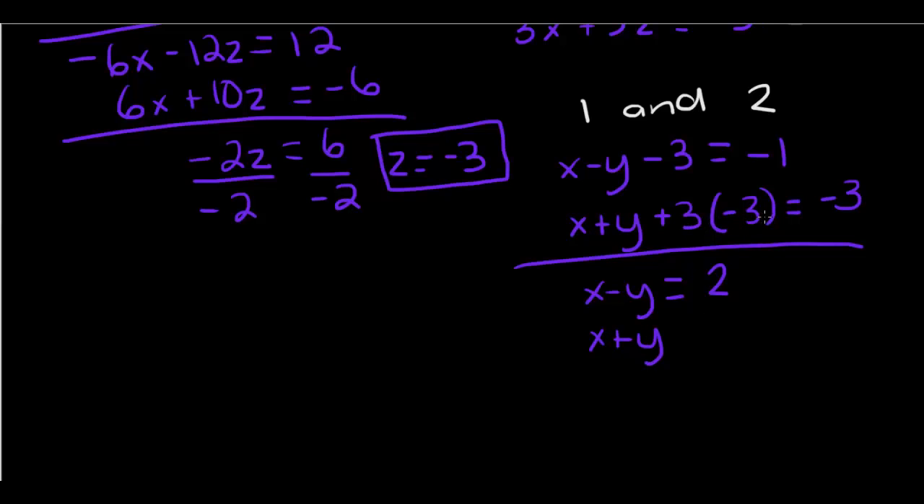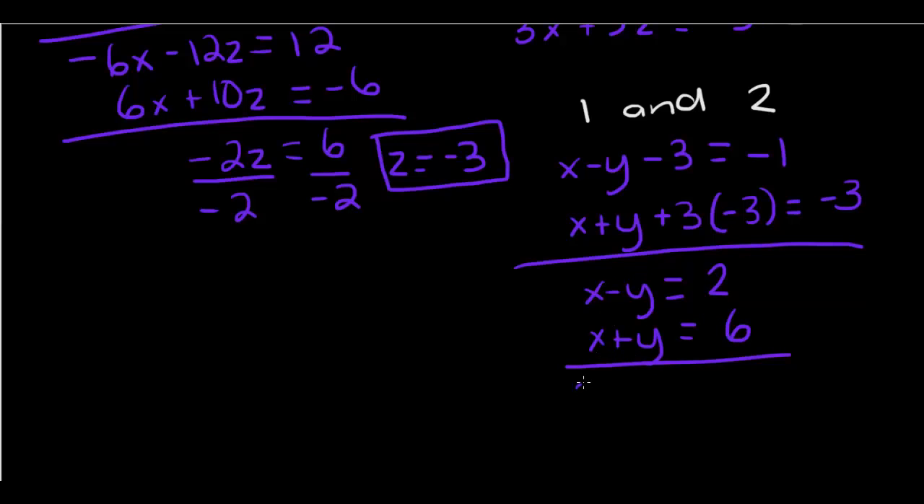3 times -3 is -9, I'm sorry. So we're going to add 9 to both sides. 9 minus 3 is going to be 6. I'm hoping I didn't go too fast there. Now we're going to combine these two.